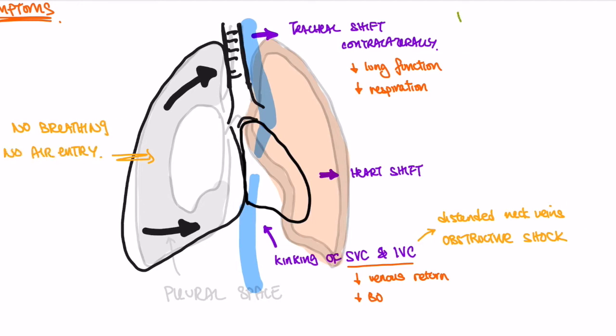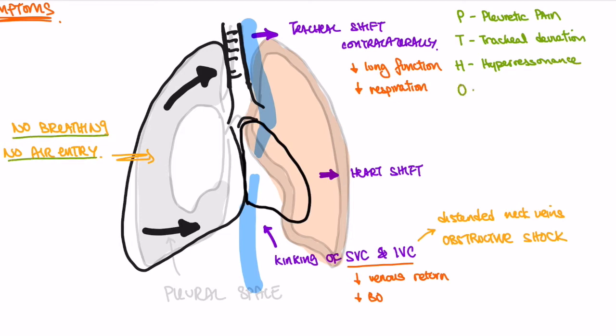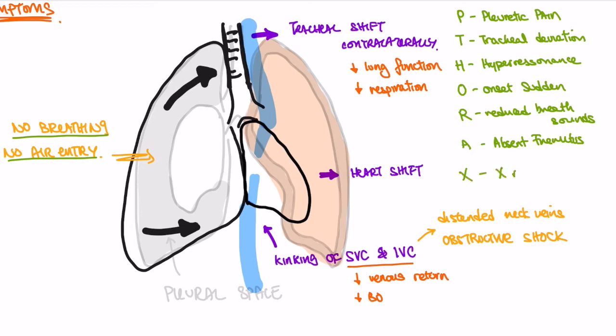So an easy mnemonic to remember the symptoms of pneumothorax is P-THORAX. P for pleuritic pain, T for tracheal deviation, H is for hyperresonance due to the lack of air movement in the affected lung, O for sudden onset, R for reduced breath sounds or dyspnea, and A for absent fremitus, and the x-rays will show collapse.